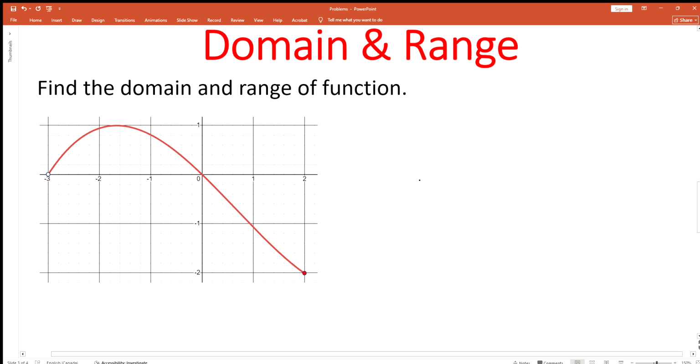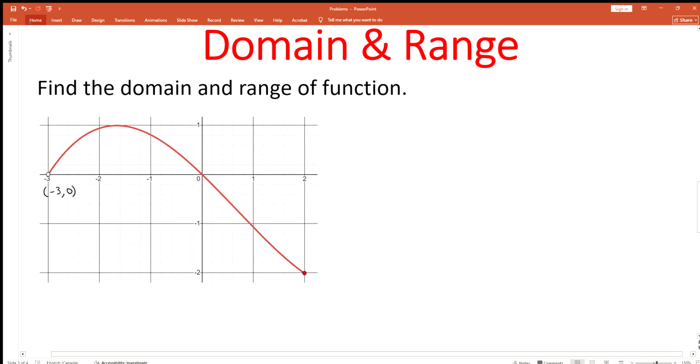In this video, we'll find domain and range of a function from its given graph. The given graph of the function is this red curve. On the left side, it starts at point -3, 0 on the x-axis, and at that point we have an open dot or an open circle. This means the endpoint -3, 0 does not lie on the function.